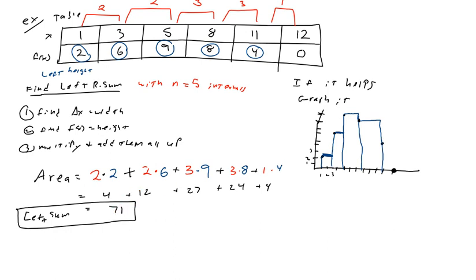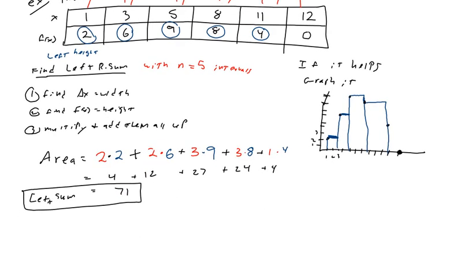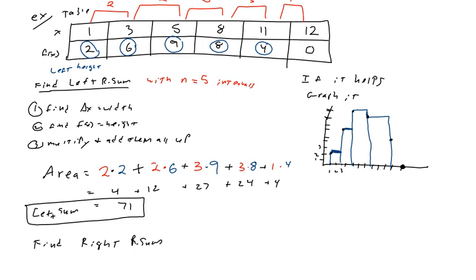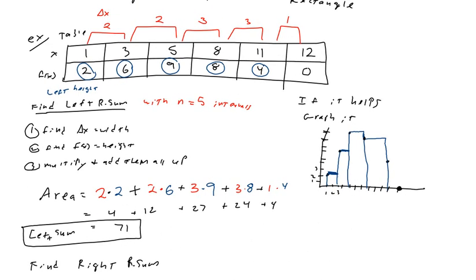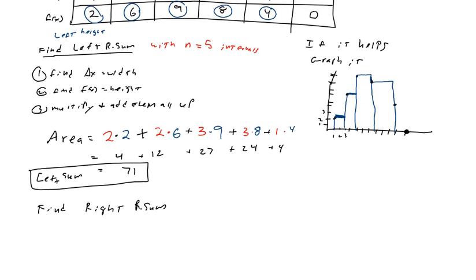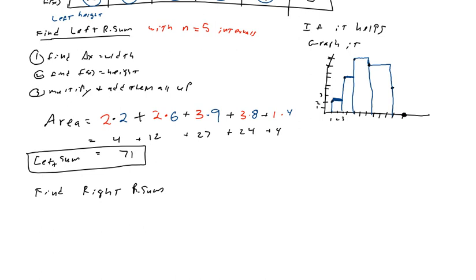Let's do that same thing with the right Riemann sum. Find the right R sum. Again, we're using our same equation, same idea. The area is the width times the height. So again, same idea: find the widths, find the heights, multiply and add them up. So the area is going to equal.